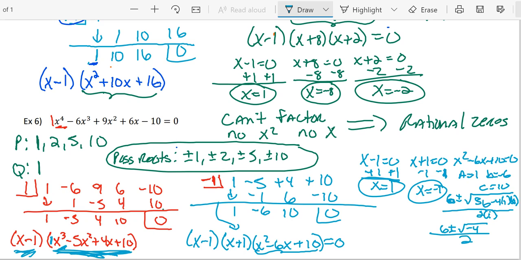Alright, so once I start solving the quadratic here, I end up with 6 plus or minus the square root of negative 4 over 2. The square root of negative 4 is going to be 2i, so it's going to be 6 plus or minus 2i over 2, which can be reduced to 3 plus or minus i.